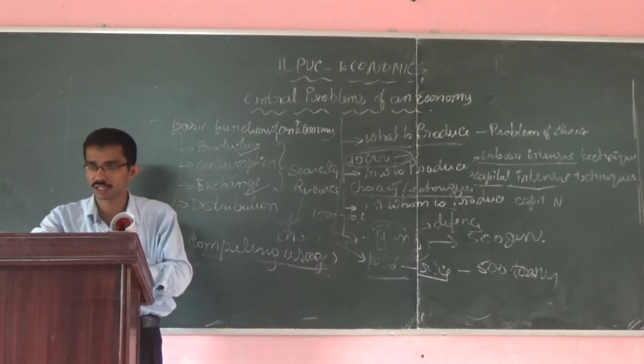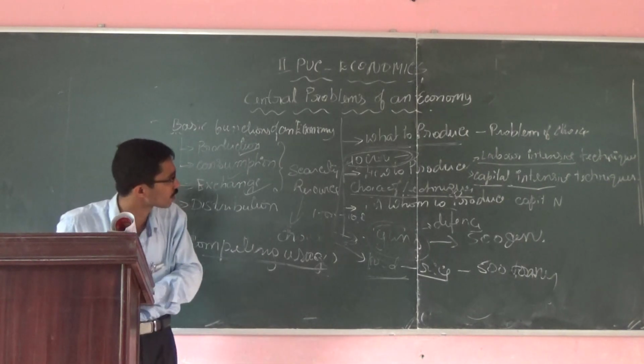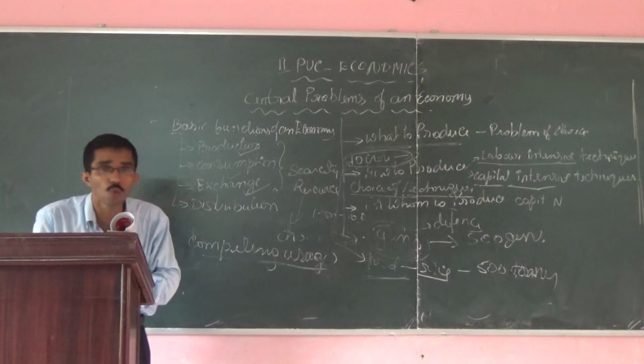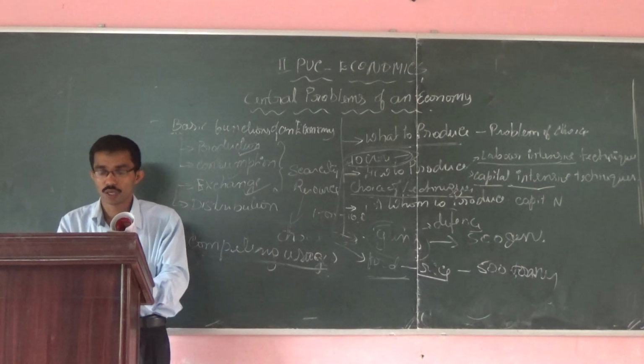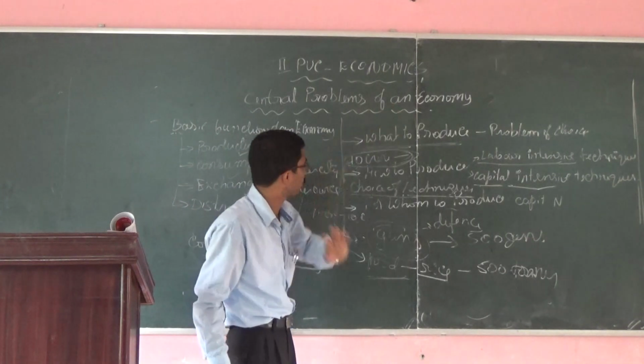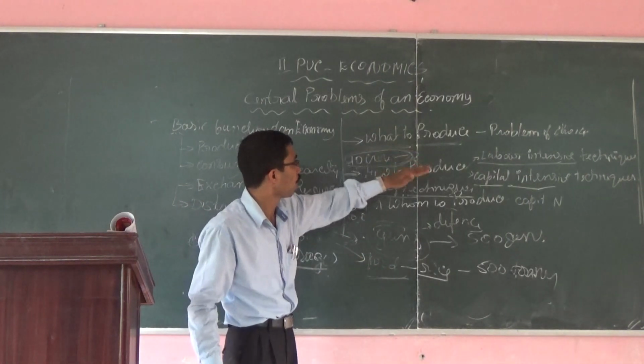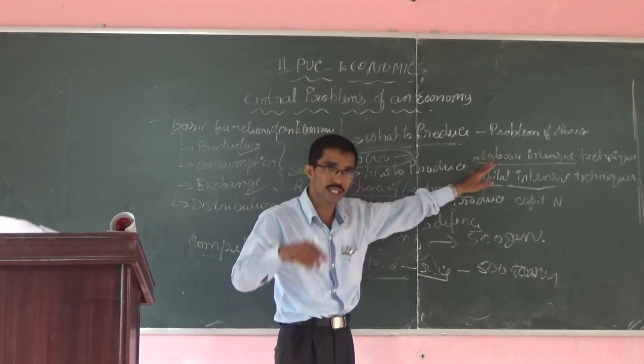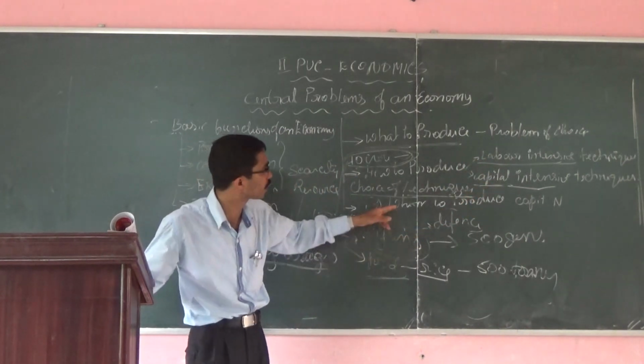And the next, last one is for whom to produce. The goods are ordered and selected to produce, the problem of the choice. And the second one is how to produce, that is, either capital intensive techniques or labor intensive techniques.